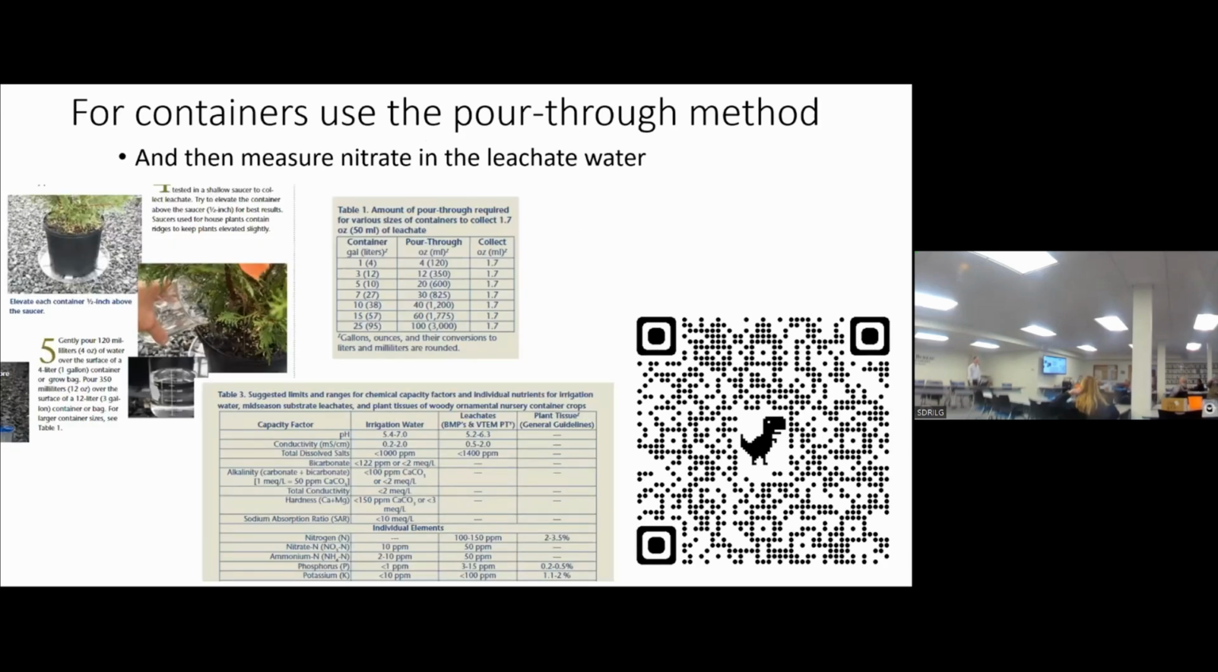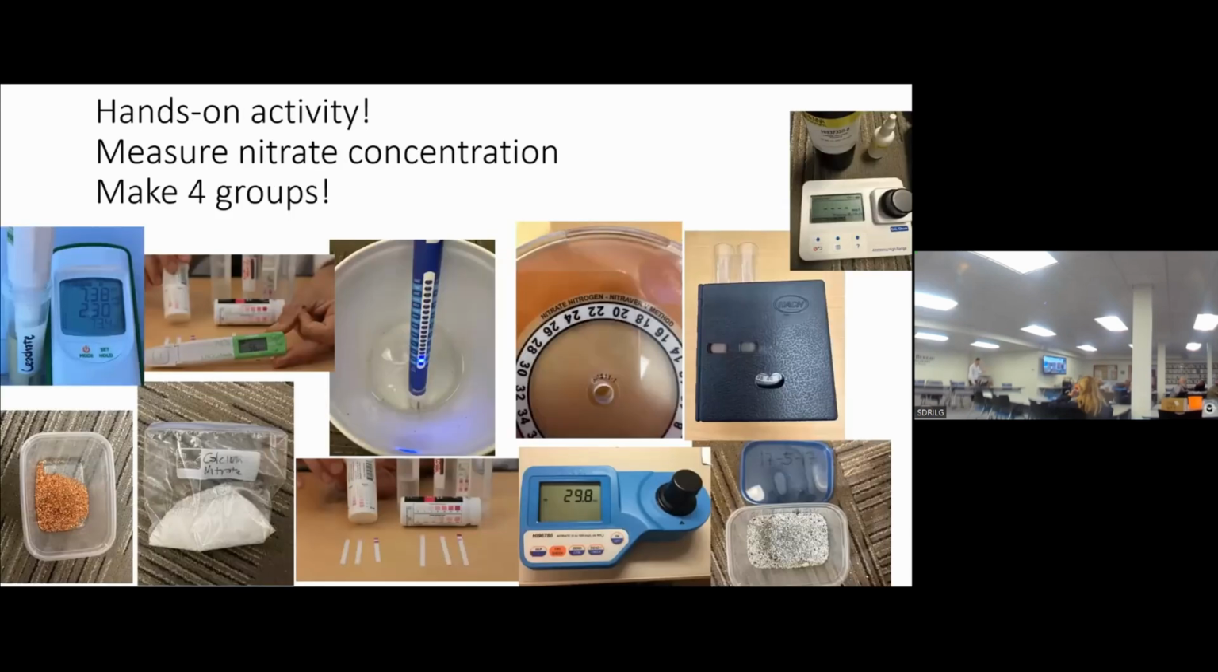To grow in containers with controlled release fertilizer, or even with normal granular fertilizer, there is a procedure called pour through. You can scan this code, and basically there is a table depending on the size of your containers. You irrigate and you collect some leachate at the bottom of the container, and then they give you tables and tell you, look, your total nitrogen should be 100 to 150 ppm. So if you have containers, that's how you collect some leachate and measure nitrates.